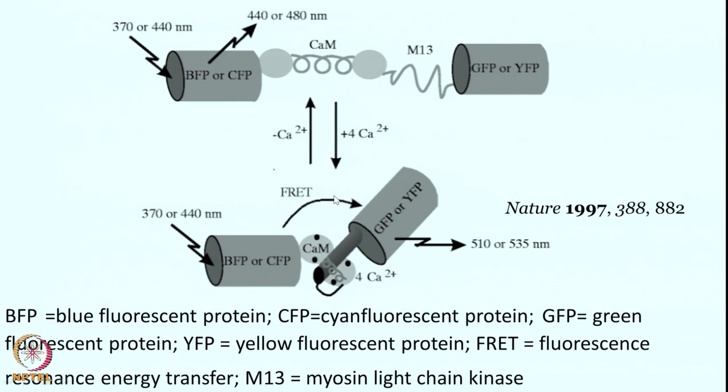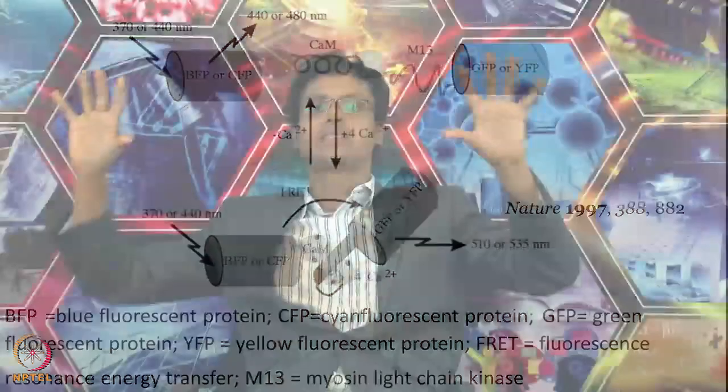This is quite phenomenal. What essentially we are trying to say is the two proteins are separated or apart from each other. They are linked by this calmodulin protein. Without calcium, they are separated. But when calcium binding occurs, this reorganization of this calmodulin leads to a situation where these two proteins, which were far from each other, come very close to each other, and then fluorescence resonance energy transfer occurs, which can be monitored spectroscopically.